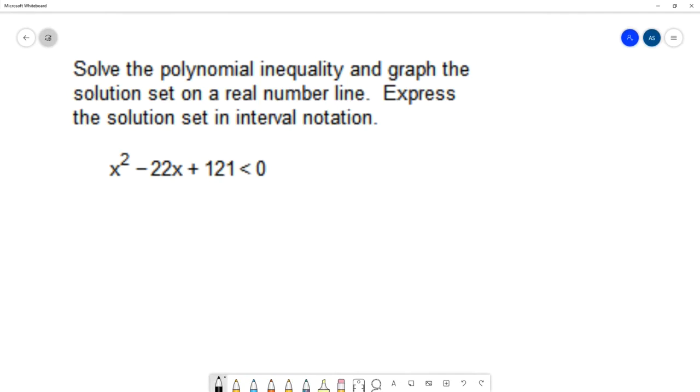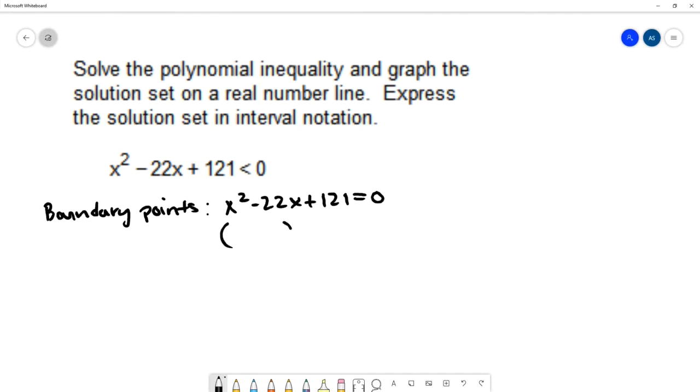So with polynomial inequalities, we want to start off by finding the boundary points. And that means solving the equation x squared minus 22x plus 121 equals 0. So I replace that inequality with an equal sign. These boundary points, if you're thinking of this graphically, like a two-dimensional xy graph, these would be your x-intercepts of the polynomial. So let's see if we can solve this by factoring. If not, we can always rely on the quadratic formula.